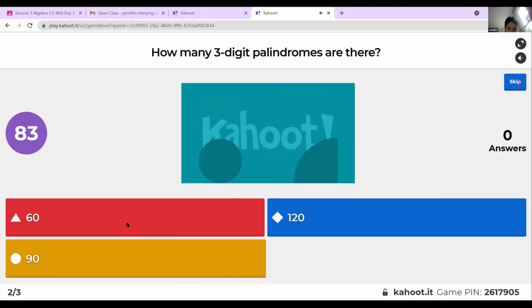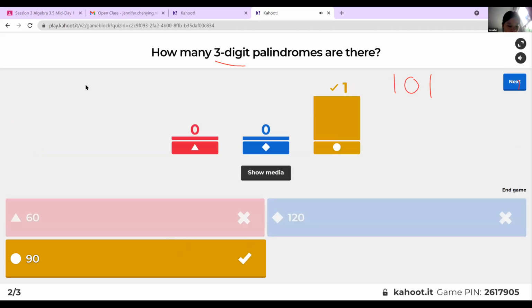And by the way, a palindrome, I think you've heard. So it's basically a number that's the same forward and backwards. For example, 101. And by 3-digit, I mean, oh, we're already there. So good job. So basically, we're finding 3-digit palindromes.